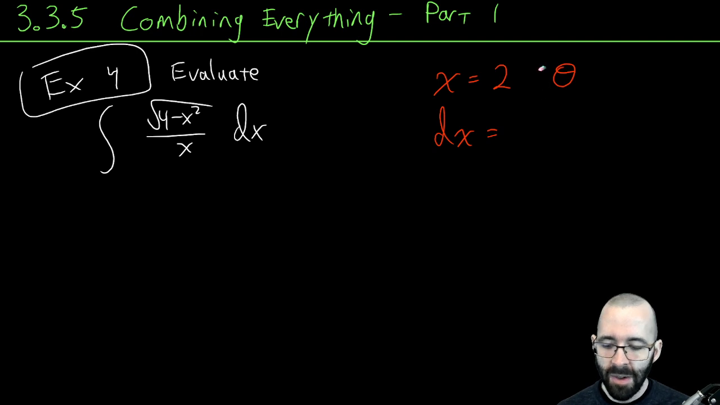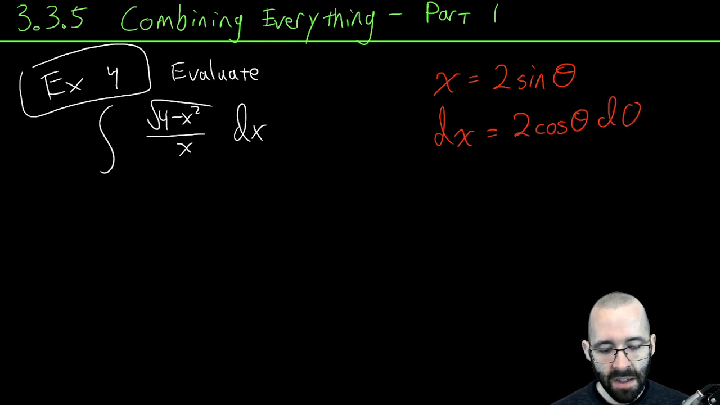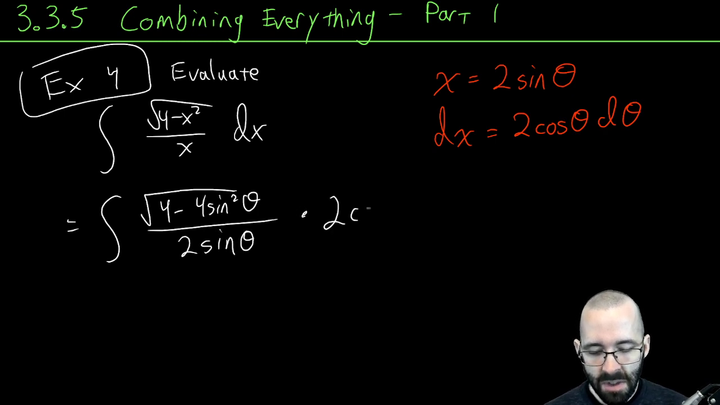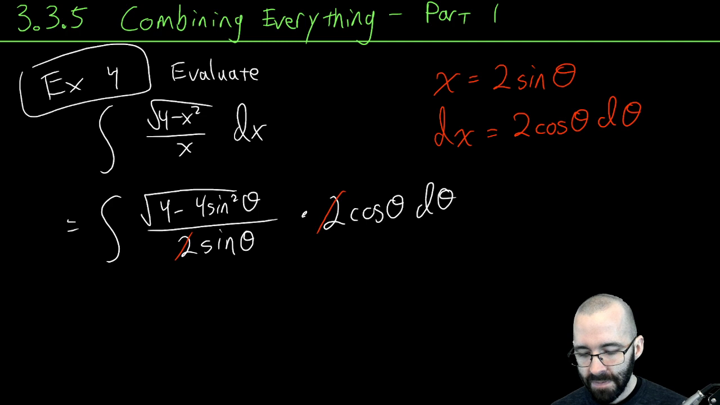Cosine works. There's nothing wrong with cosine, but I'm trying to be consistent with everybody. We're going to use sines here. Nothing wrong with cosine. It'll work. The dx is 2 cosine of theta d theta. This becomes the integral of the square root of 4 minus 4 sine squared of theta over x, which is 2 sine of theta, times dx, which is 2 cosine of theta d theta. The 2's cancel.